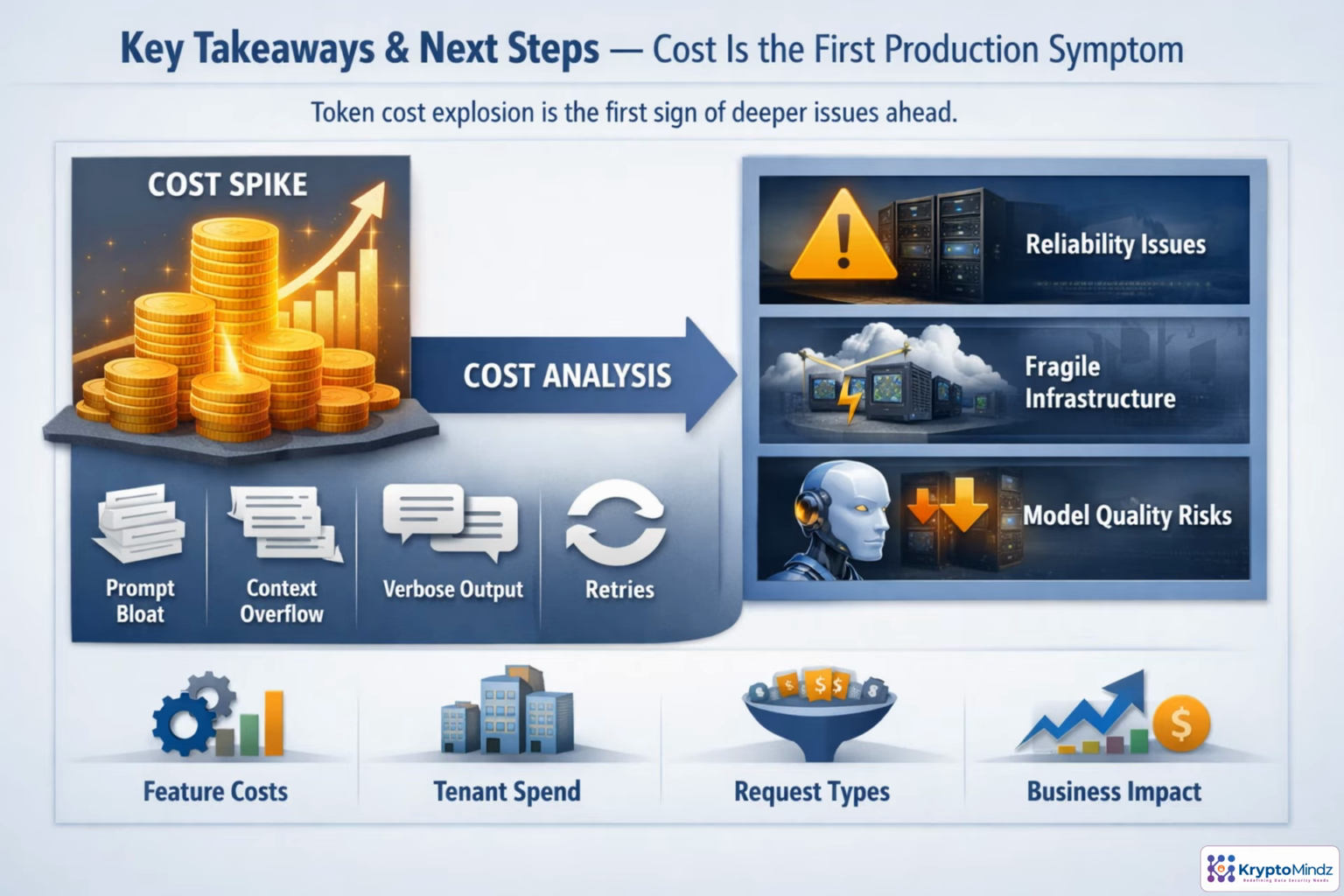The main lesson is simple. Runaway token spend is rarely just a billing problem. It usually exposes design gaps: bloated prompts, oversized context, verbose outputs, repeated work, and uncontrolled retries. Production teams need budgets, governance, deduplication, attribution, and unit economics tied to features, tenants, request types, and business value. Next, we'll connect these cost signals to reliability, infrastructure, and model quality failures.